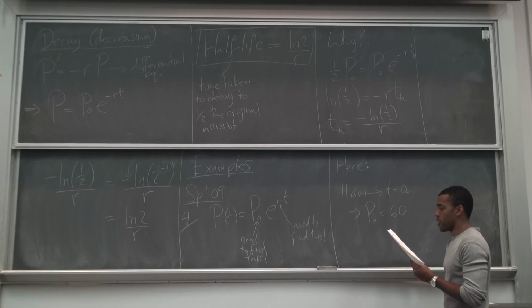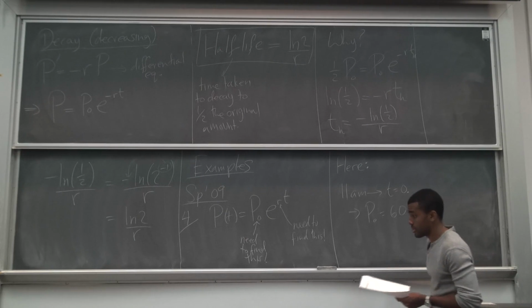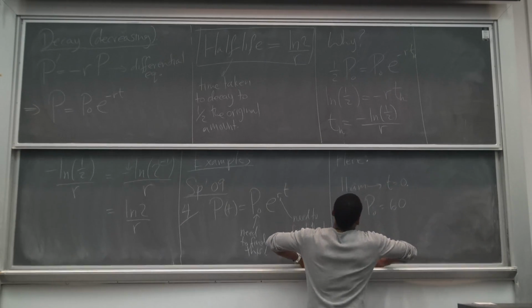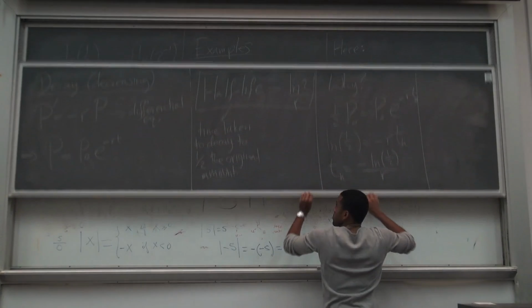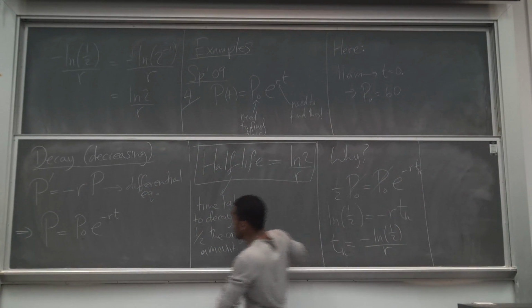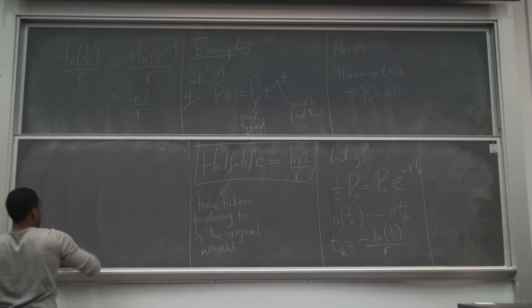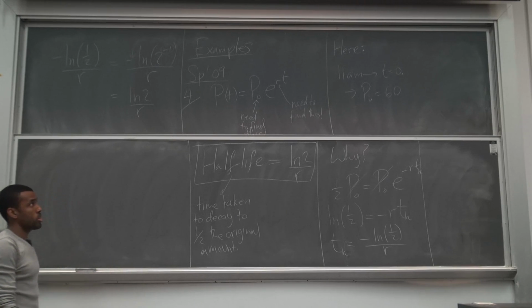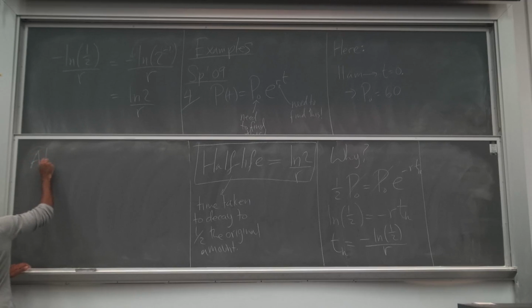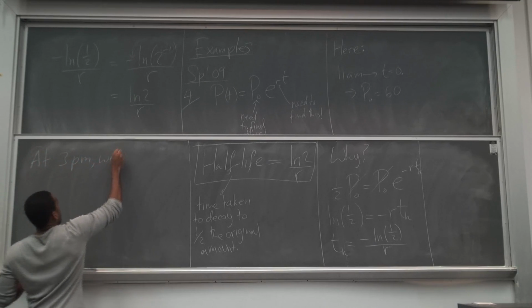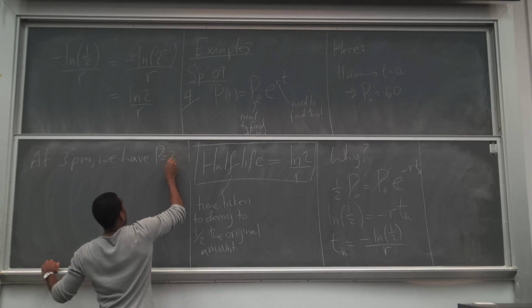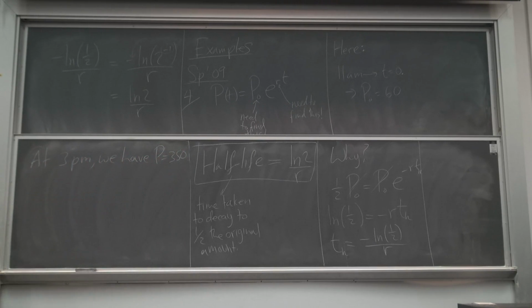Now it says at 3 p.m. there are 350. How do I use that fact? How do I use the fact that at 3 p.m. there are 350? That's time, right? 3 p.m. So it says at 3 p.m. we have P equals 350. They're telling you the current size at that time, right? Now 3 p.m. is referring to what time?